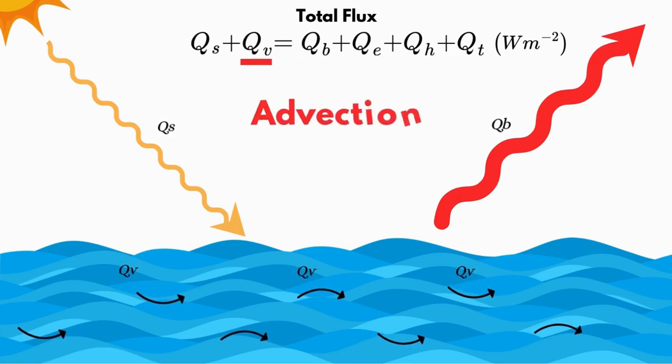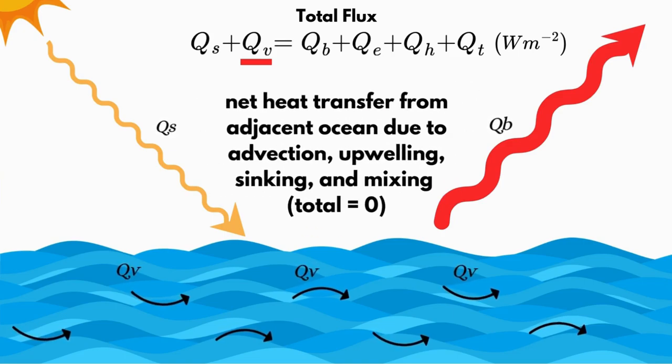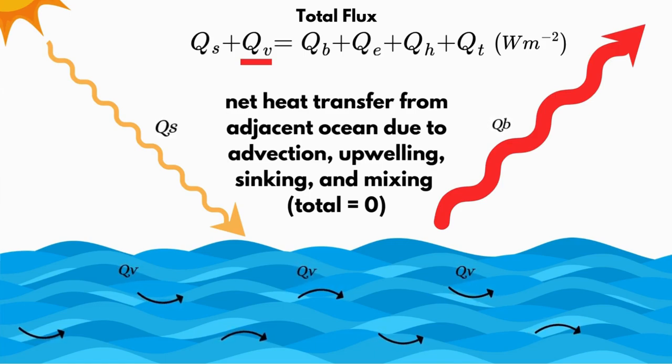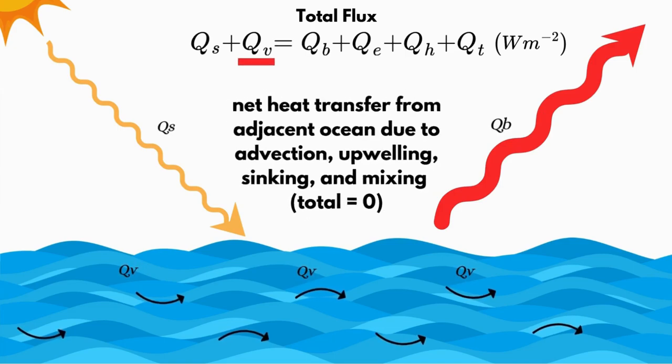On to advection. So this is a net heat transfer between adjacent water masses, i.e. advective, upwelling, sinking, or mixing processes, and this is a mechanical mode of transfer. It can be net positive or negative, but over the whole ocean, it's zero.